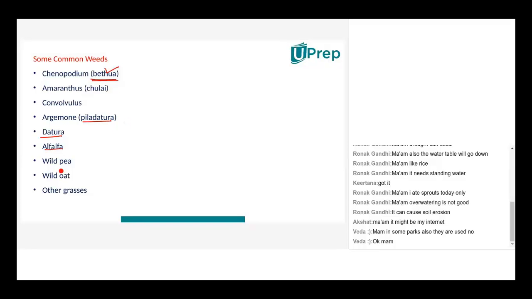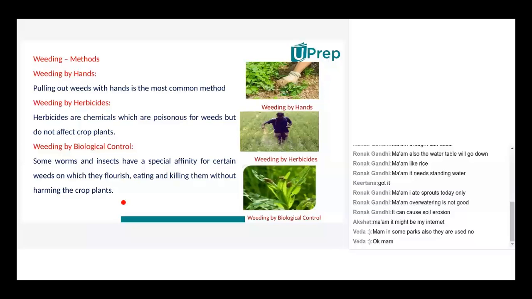Alfalfa and wild oats are all consumed in different forms. There are villagers who pluck them out, uproot them and consume them as food. Okay. Now, what are the weeding methods? Kavya, can you please read out?